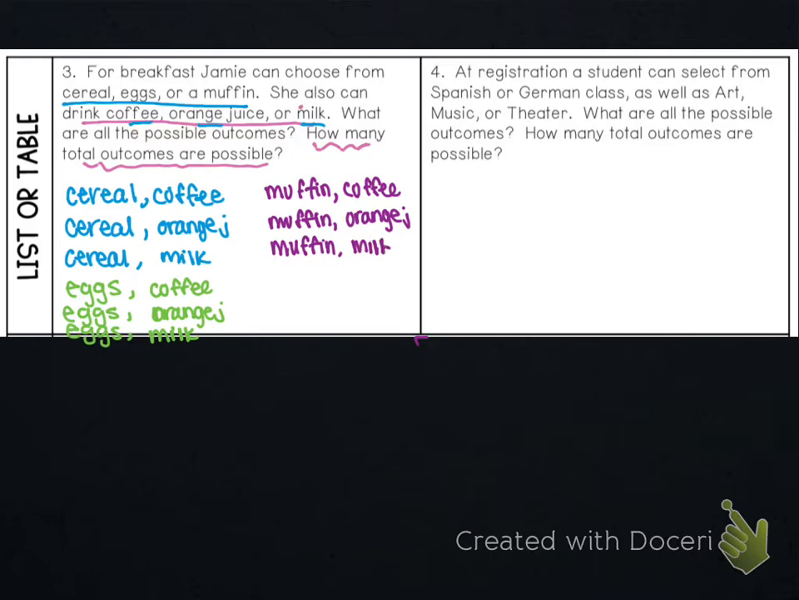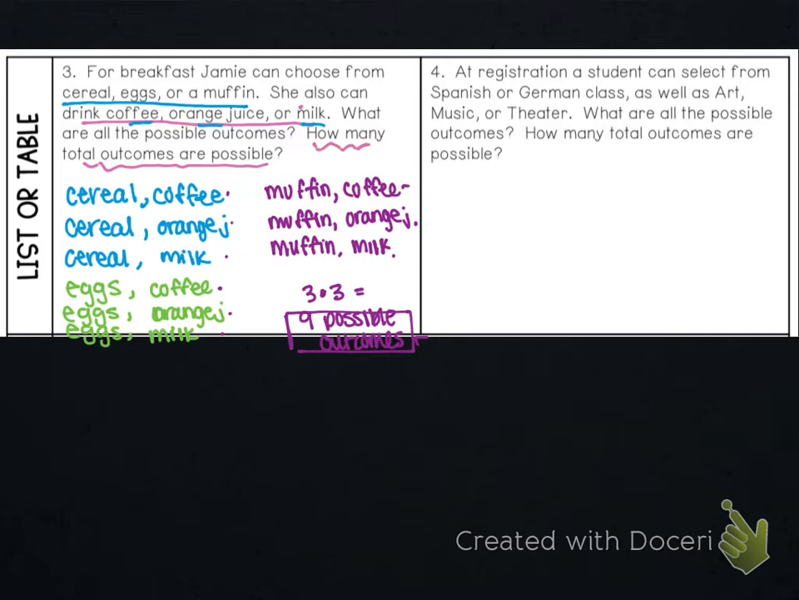So how many possible outcomes is this? Well, I have 1, 2, 3, 4, 5, 6, 7, 8, 9 possible outcomes. Okay, so how can I do that faster than counting each possible outcome that I wrote down in a list? I have 3 options for my food times 3 options for my drink. Gives me 9.